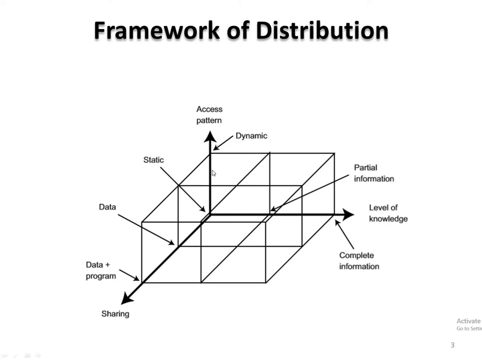So now we consider another axis, that is the behavior of access pattern. The access patterns of user requests may be static, so that they do not change over time, or dynamic. It is easy to manage a static environment, but a distributed system is dynamic in nature, so you have to think about the dynamic nature of the access pattern. On the third axis there is the level of knowledge, that is, the level of knowledge about the access pattern behavior.